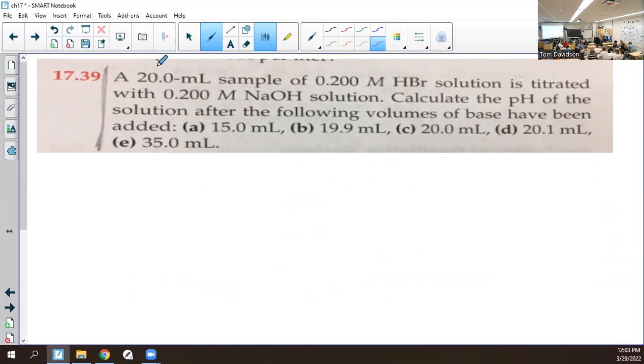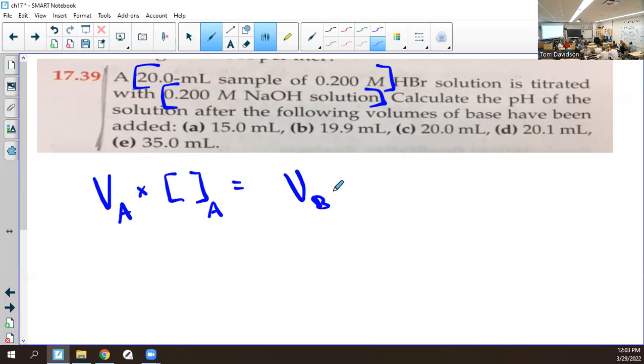All right, so we look here and we have 20 milliliters of 0.2 molar HBr, and it is titrated with 0.2 molar NaOH. Then we're going to look at the volume. The equation for titration says that the volume of the acid times the concentration of the acid is equal to the volume of the base times the concentration of the base. You okay with that?